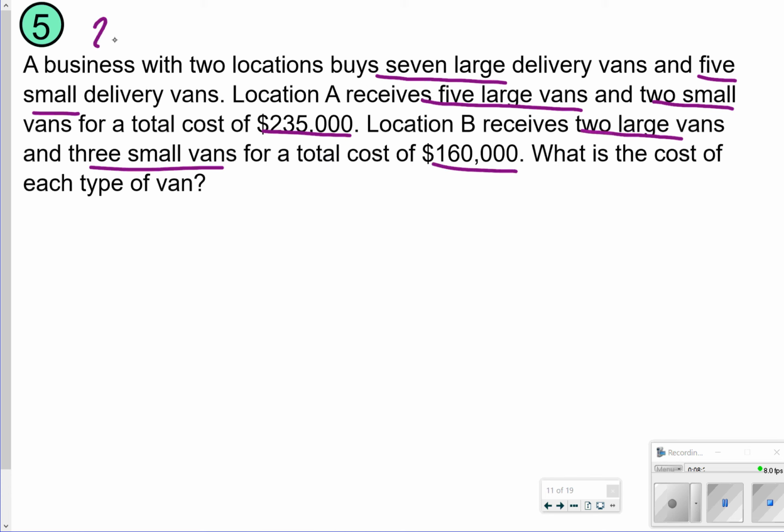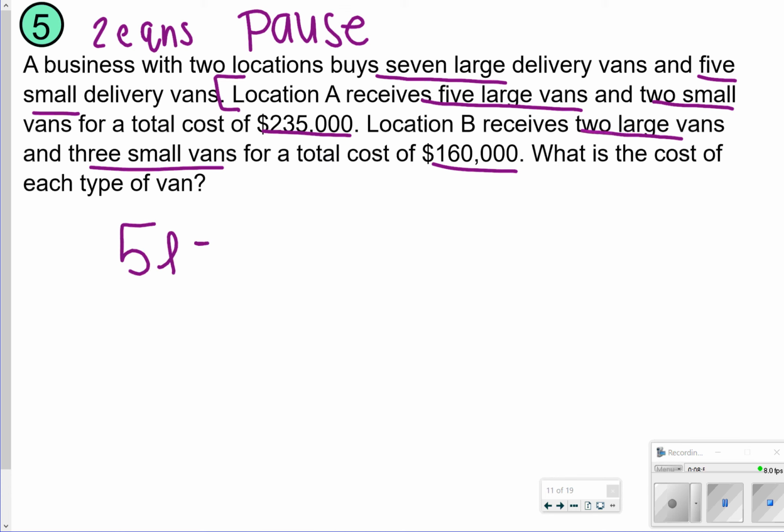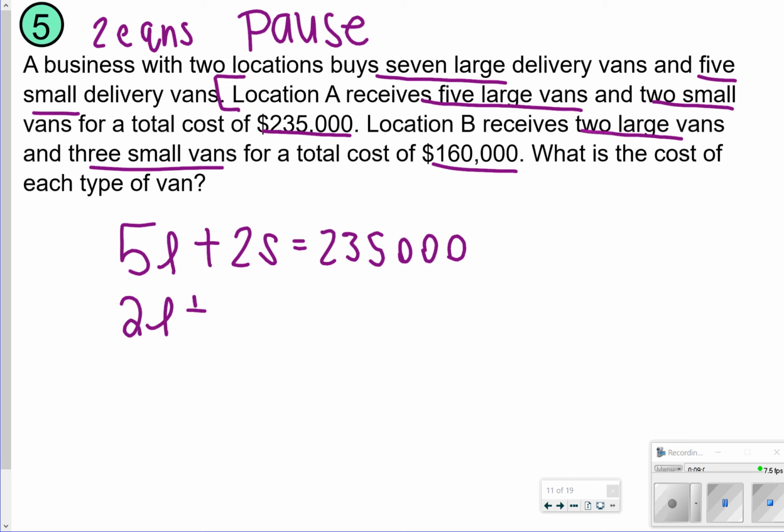So again, you're going to be writing 2 equations and then use process of elimination to solve here. Let's go ahead and pause the video so you can try it. If you're not sure how to write your equation, wait till I write my equations and then try to solve it on your own by pausing again. So what I did is I first looked at location A. Location A has 5 large, and I'm just going to use 5L for large, and 2 small, so plus 2S is equal to $235,000. Location B receives 2 large and 3 small vans for $160,000.